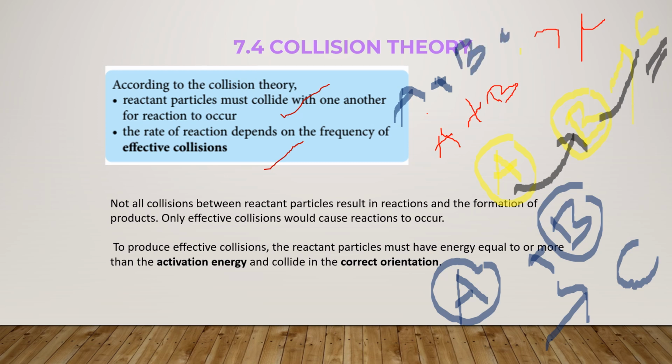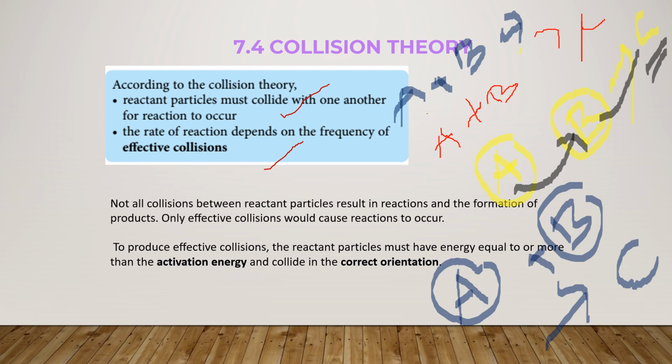Okay, meaning that if particle A collides with particle B and then produces C, so meaning that reaction happens. Okay, when reaction happens, that collision between A and B we call effective collision.